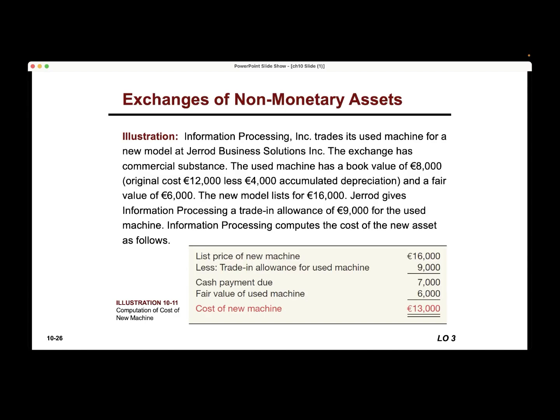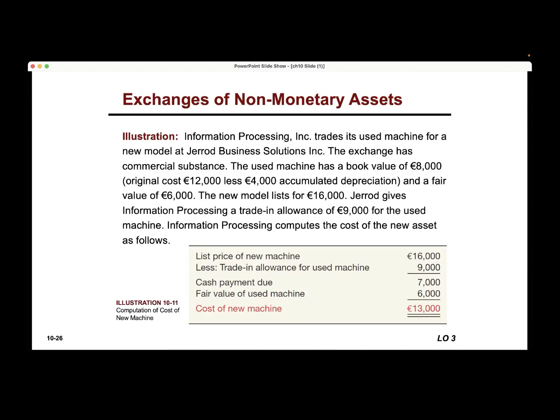Here's the background of these illustrations. The old machine originally cost 12,000, but after accounting for the accumulated depreciation of 4,000, the book value is now 8,000. The fair value of the old machine, meaning what it's worth on the market, is 6,000 here. Now the new machine has a list price of 16,000, and in this case, Jared, the company selling the new machine, offers information processing a trade-in allowance of 9,000 for their old machine.